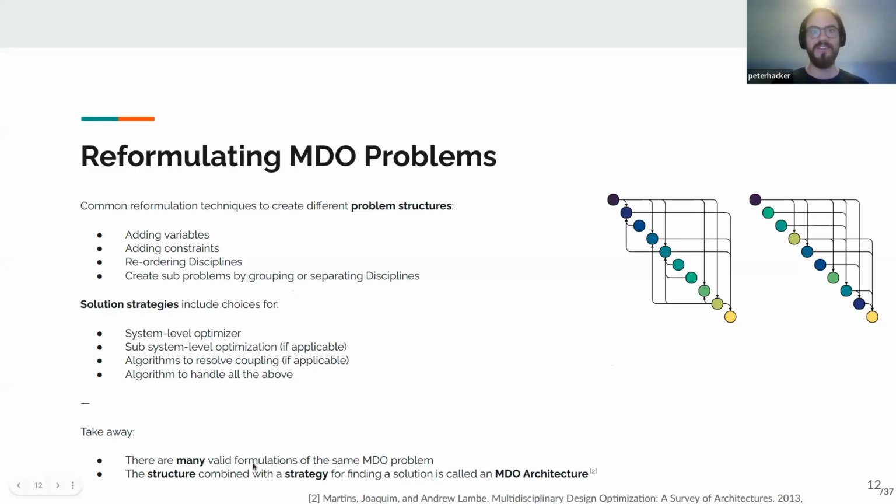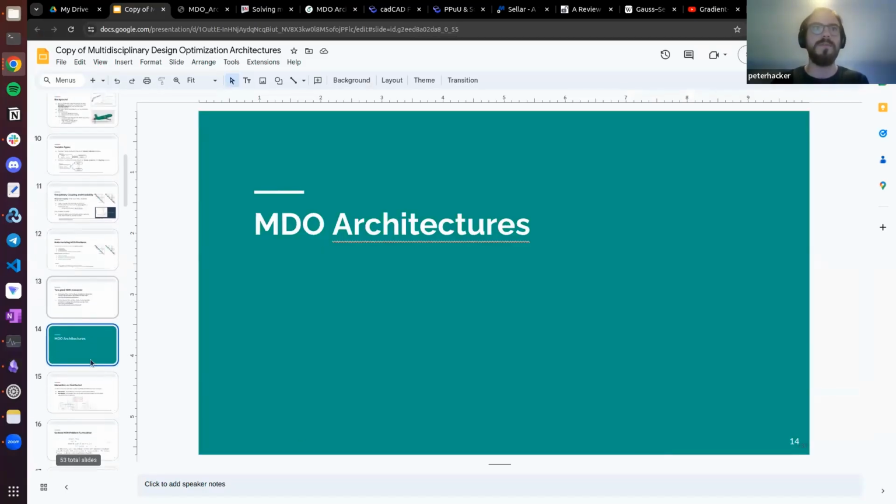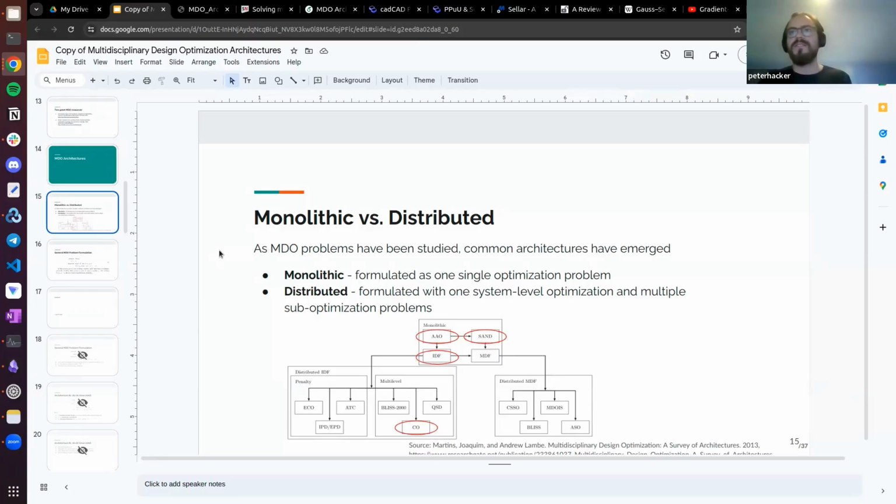The main takeaway here is that there are many different valid formulations for the same MDO problem. And in literature, this combination of structure and strategy is referred to as an architecture. So that's the starting point for going into MDO architectures. As MDO problems have been studied, some common architectures have emerged, and they've been organized, classified and analyzed in literature. This diagram highlights some structure of how the different architectures are organized. I drew circles around the ones that I am looking at for this project. So I started with the monolithic ones, and then I was able to get to one distributed one.